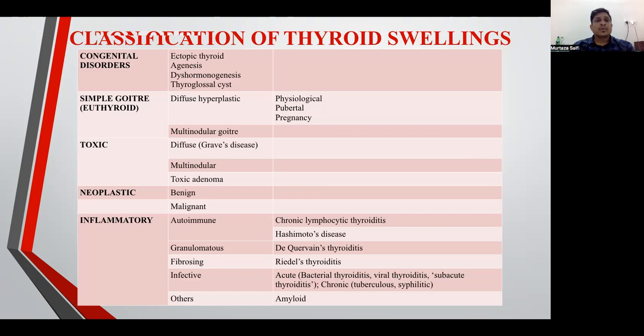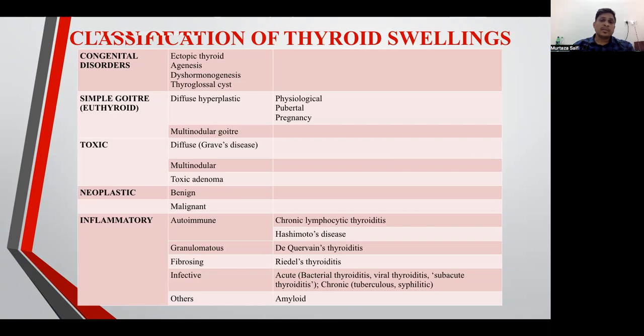Then toxic, there is diffuse Graves' disease, multinodular toxic adenoma. Then neoplastic, which may be benign and which may be malignant. Inflammatory, which may be autoimmune: chronic lymphocytic thyroiditis and Hashimoto's disease, which is autoimmune.